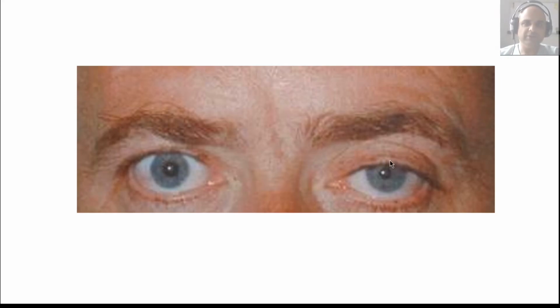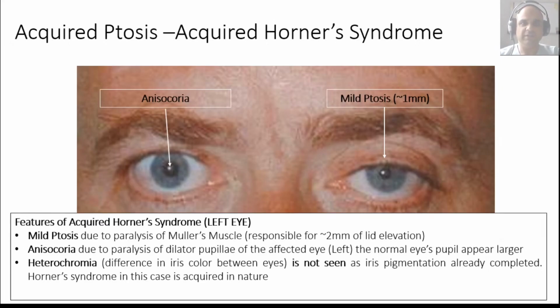And you see malposition again. Remember, it's the Müller's muscle which only provides a limited amount of elevation of the upper lid, so you don't get too much of a ptosis, just a malposition.